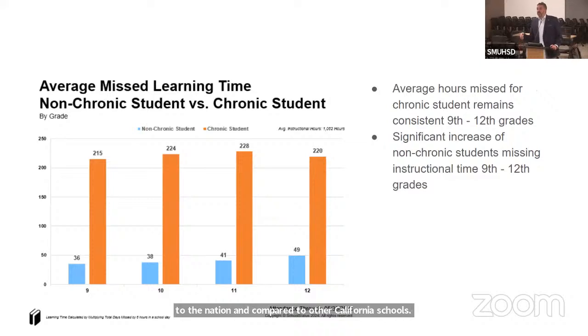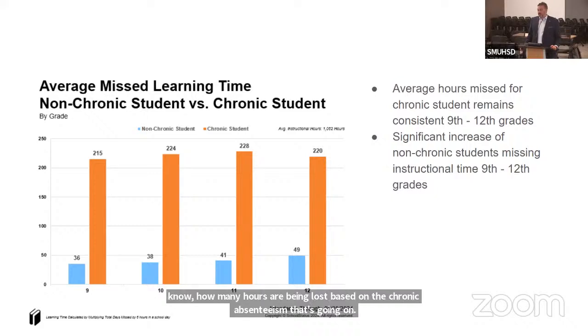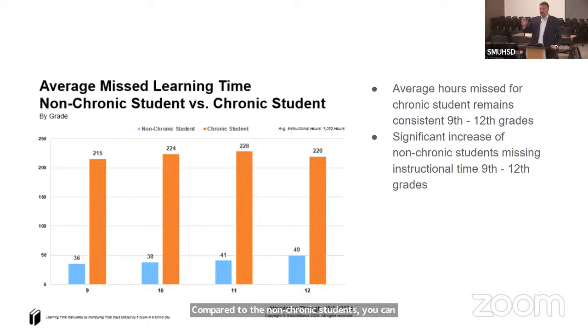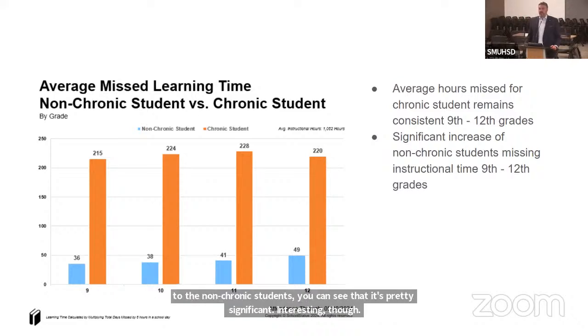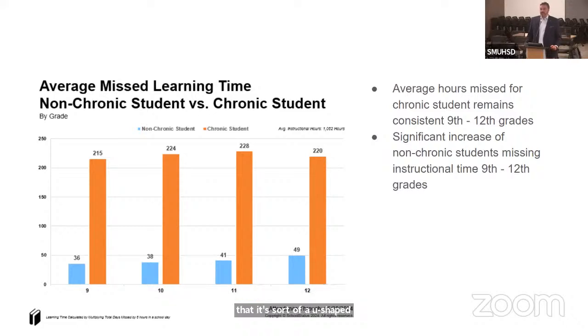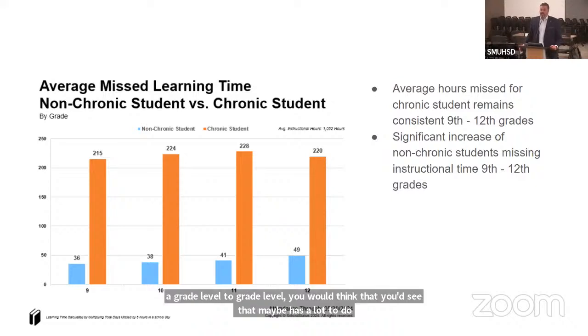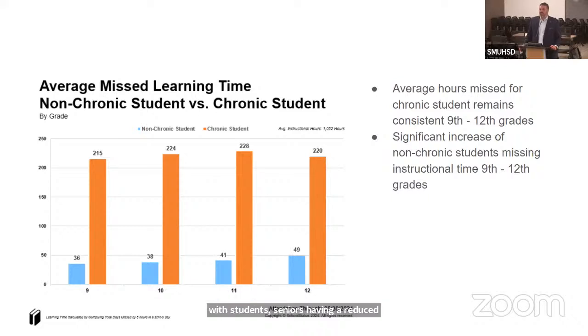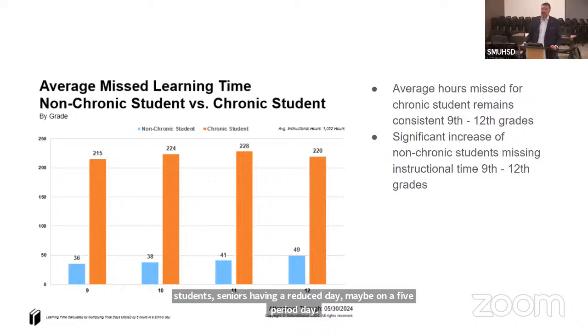This is learning time lost, and it shows how many hours are being lost based on the chronic absenteeism that's going on compared to the non-chronic students. You could see that it's pretty significant. Interesting, though, that it's sort of a U shape from grade level to grade level. You would think that it has a lot to do with seniors having a reduced day, maybe on a 5-period day. It would be a factor here instead of you see it at much higher.